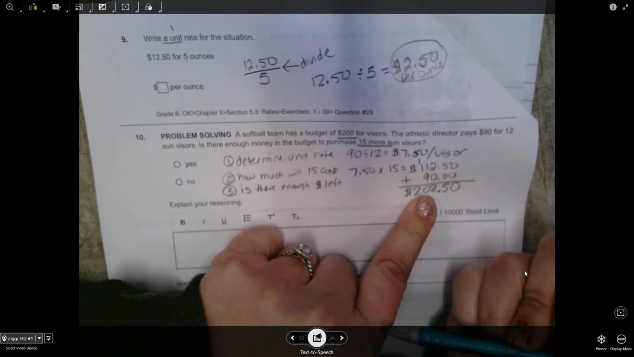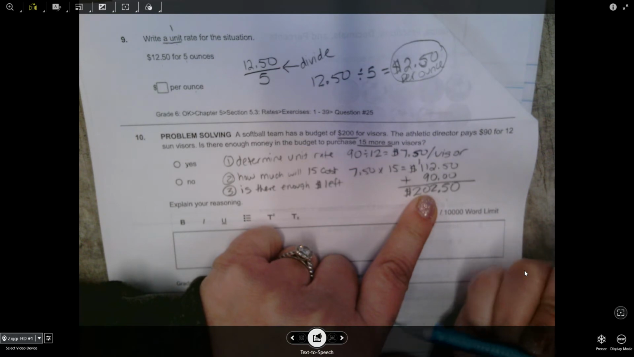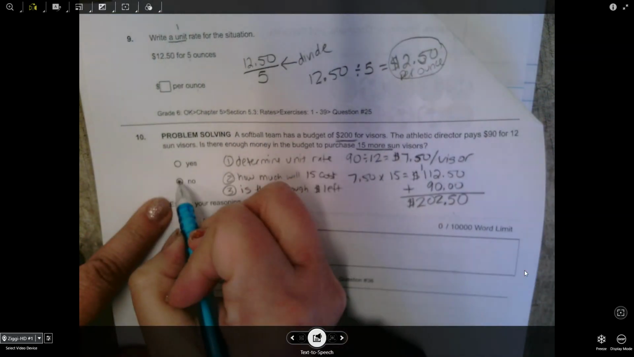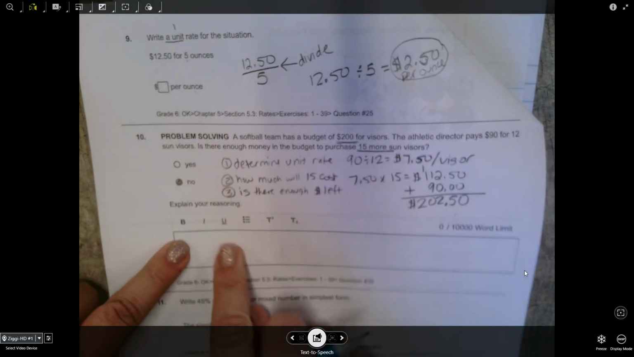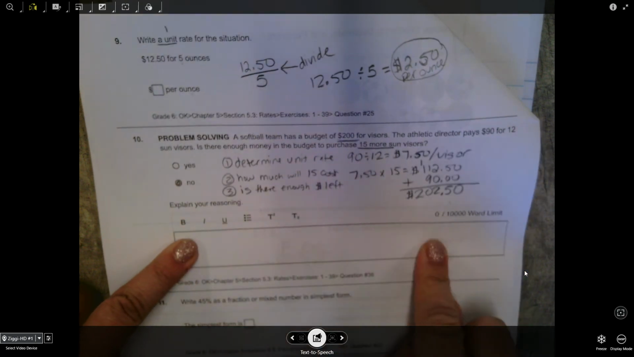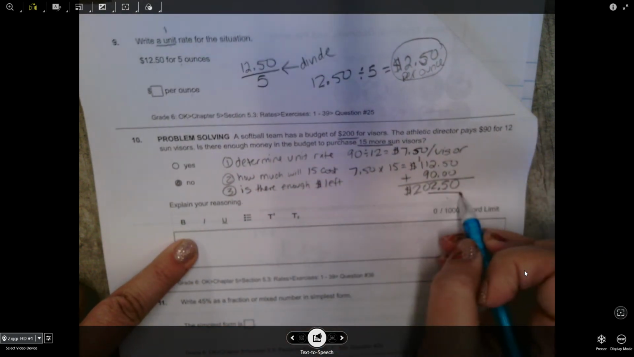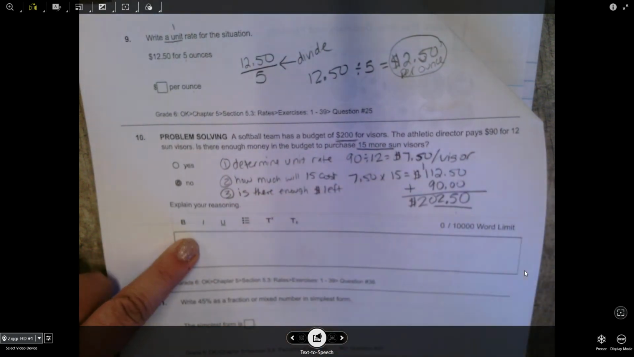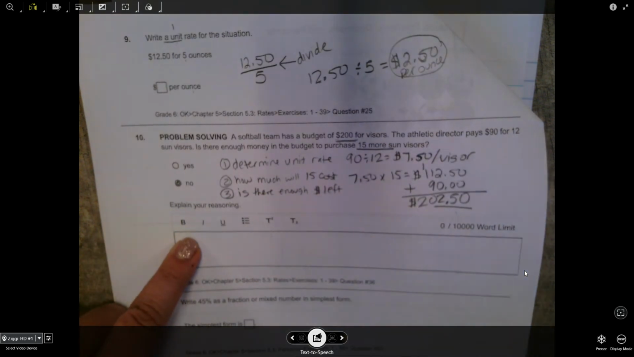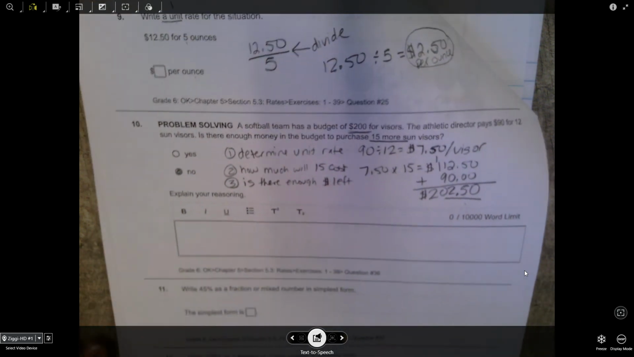So is there enough money to purchase the visors? No. Why is there not enough money? You can write your explanation. I'll help you out a little bit, but you write the explanation for that problem.